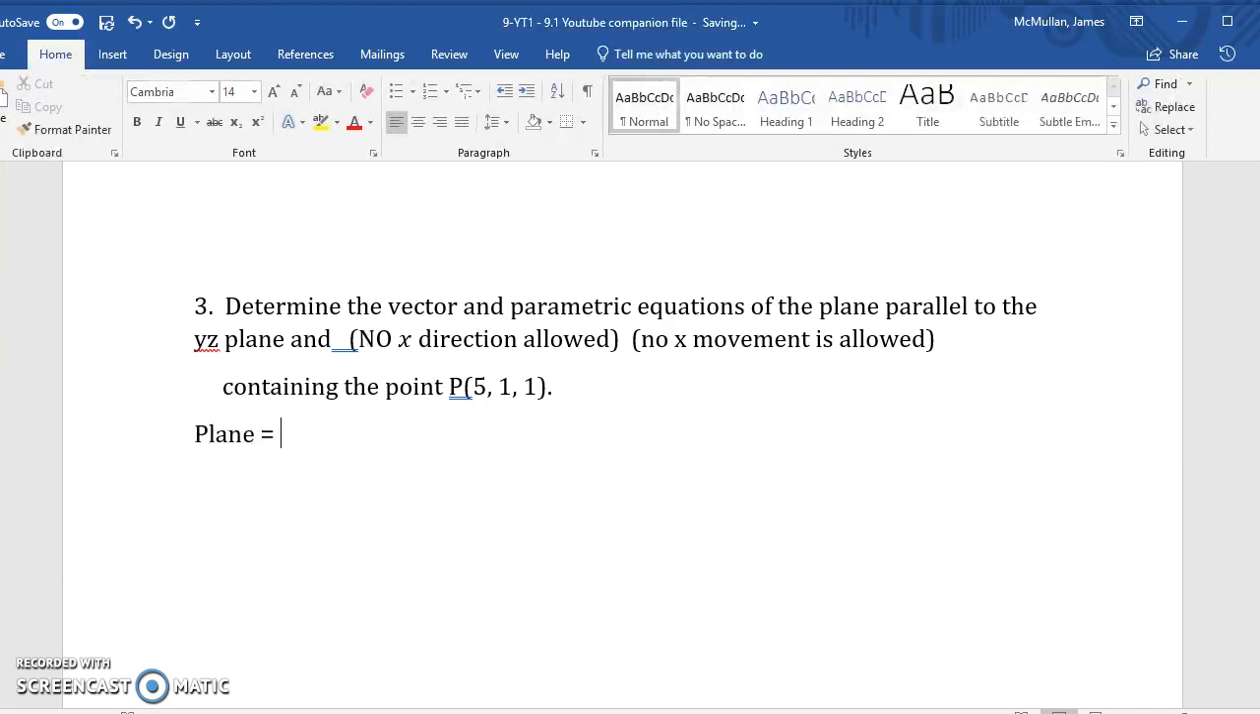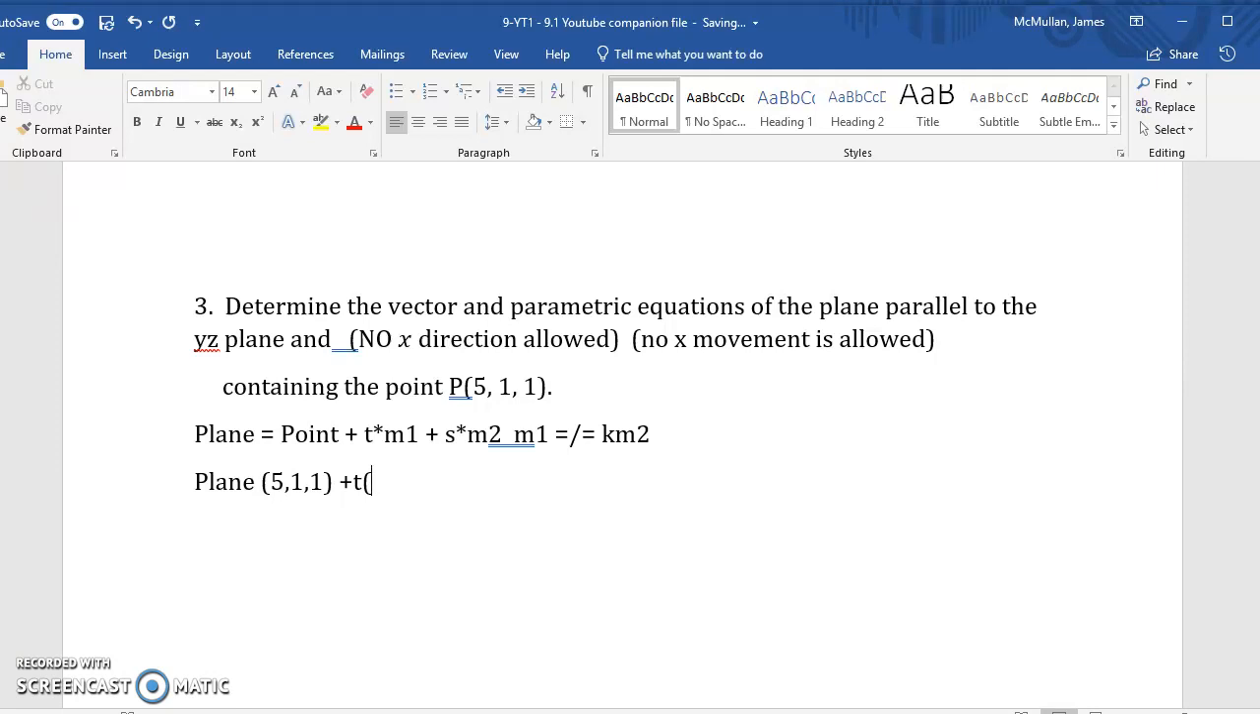A plane, recall, is defined as a point plus t times a vector plus s times another vector, and the two vectors m1 cannot be equal to k times m2. So what we need is two vectors that would be on the YZ plane, and we need a point. The point is given to us: it has to contain the point (5, 1, 1). And then we need two vectors that are only on the YZ plane.